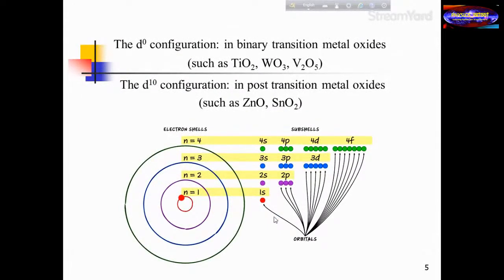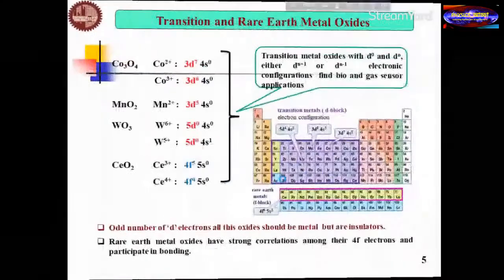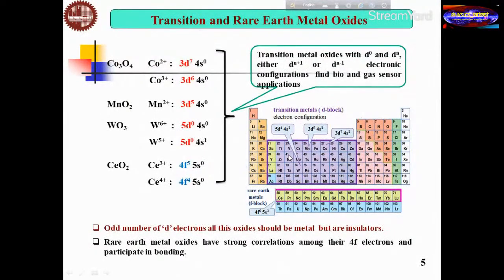An important thing is that these metals behave as insulators if the d shell contains an odd number of electrons, like titanium dioxide, tungsten oxide, vanadium oxides. So this group of materials, although they are metals, behave as insulators. This class of materials is widely used recently for fabricating biosensors and gas sensors.